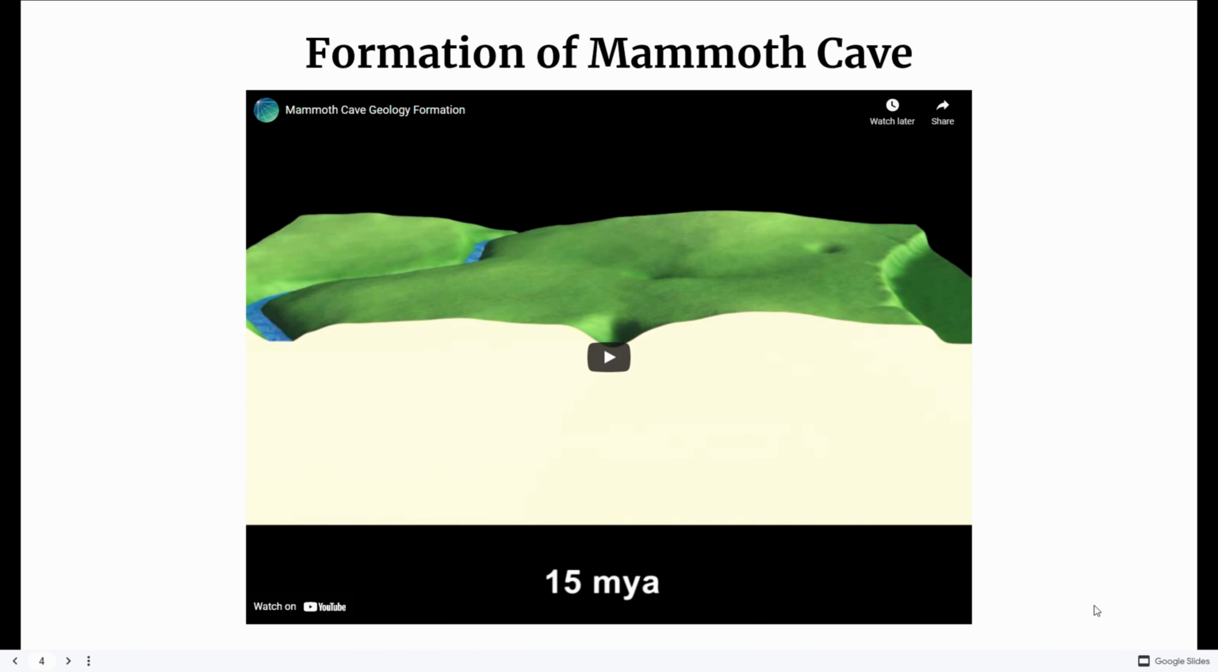So this is a short animation showing how Mammoth Cave in Kentucky was formed. It's actually the longest cave that we were aware of when I created this slideshow presentation. So pause the video, watch this animation, and then rejoin us.